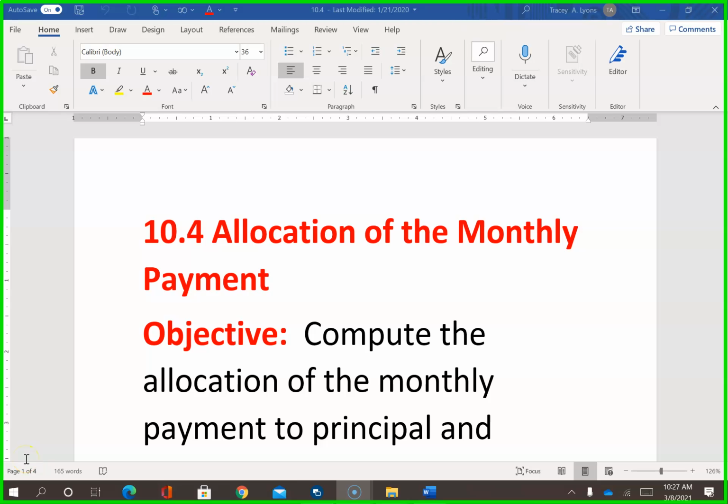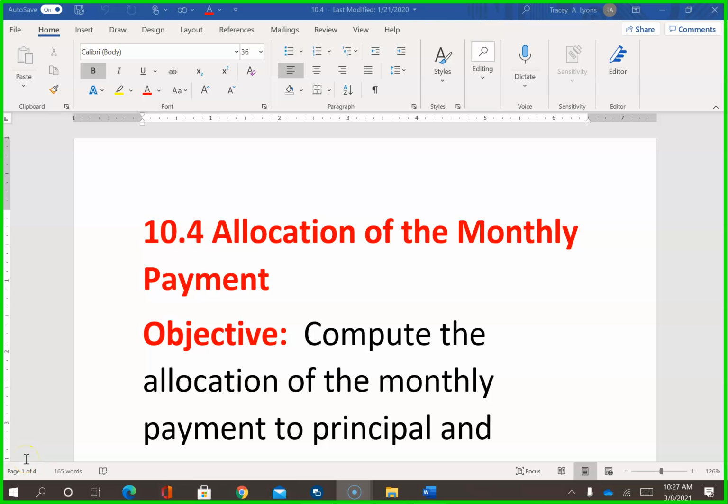Okay, section 10.4, allocation of the monthly payment. This one's kind of hard, so you might want to listen. We've looked at an allocation table before, where you have to find out how much interest there is, how much went to the principal, and then how much you have left. So we're going to actually complete an allocation table. Today we're going to check out how that is done, and also they'll ask you for how much is left after payment number 51 or something like that. So it's going to be 3 steps, and usually the ones with multiple steps are a little bit harder.